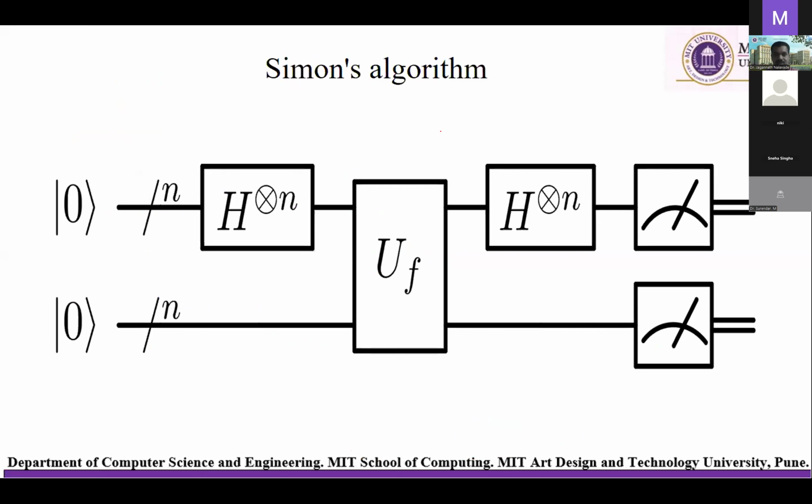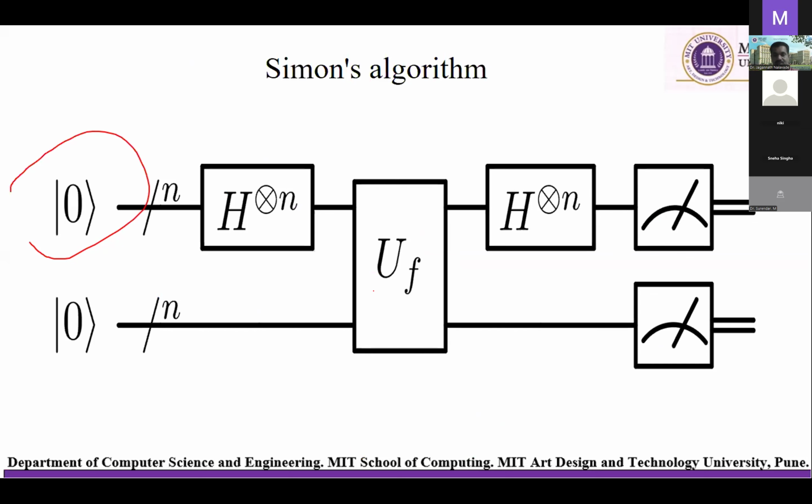This is the Simon's algorithm circuit diagram. n number of lines will be there, and n number of gates will have this type of input values. Okay, so this type of assumption you have to consider here.